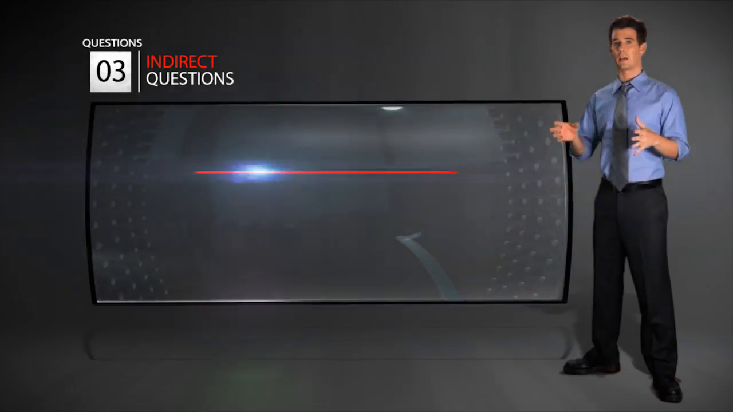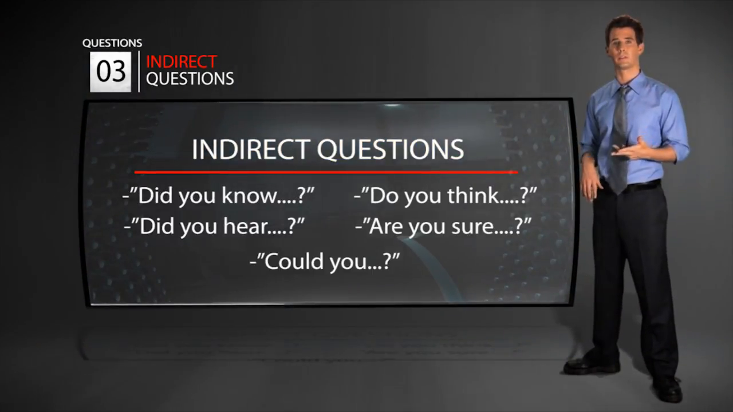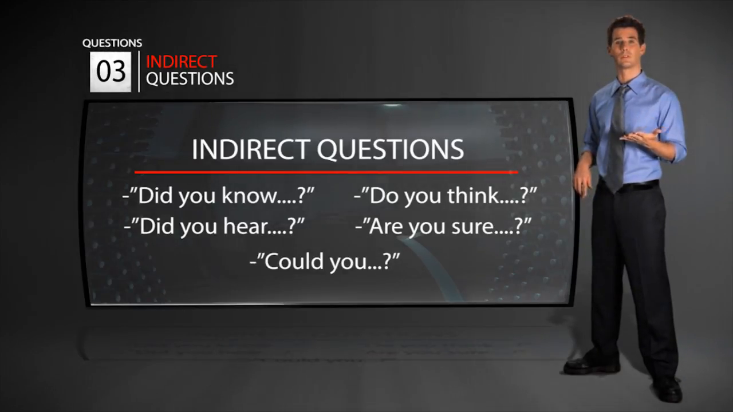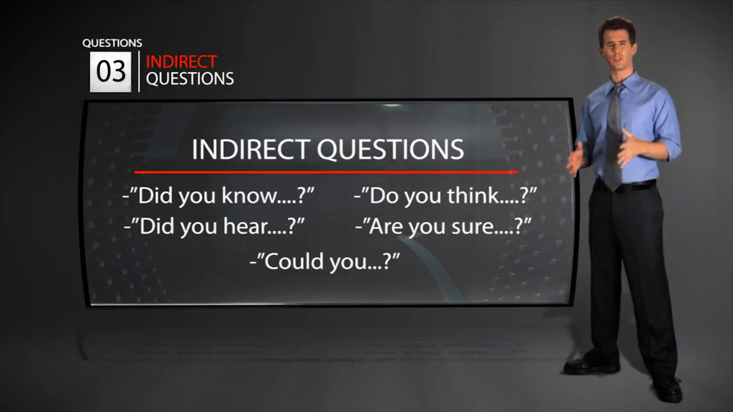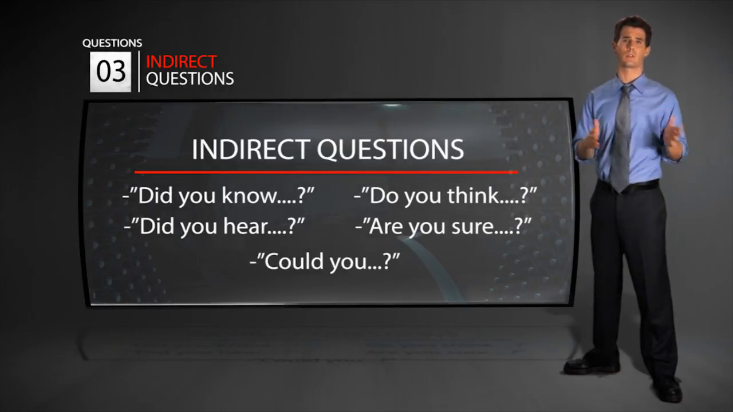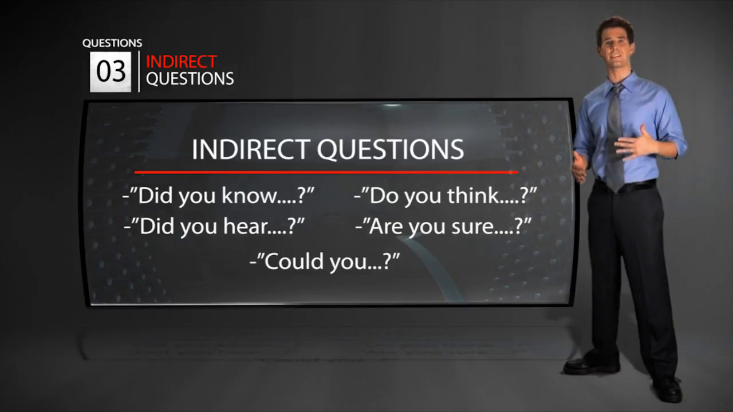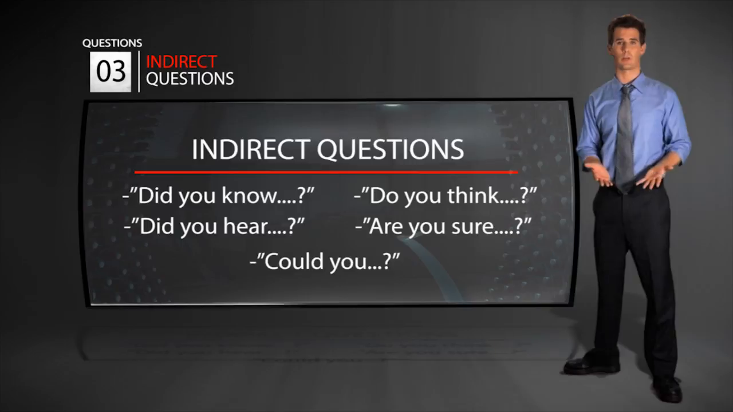Indirect questions usually use phrases like, did you know? Or, do you think? Did you hear? Are you sure? Could you? The important thing to remember is that the response to these indirect questions is usually not yes or no. The important thing is that the response answers the information question in the indirect question.